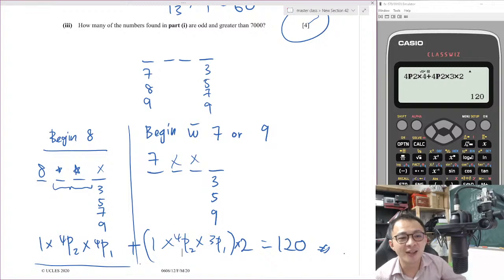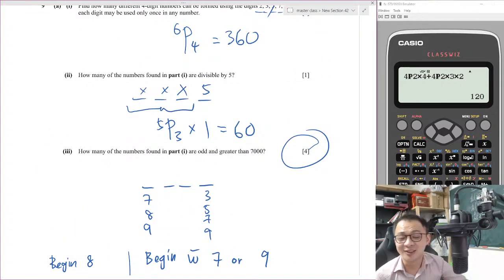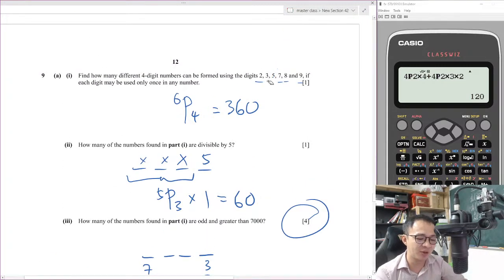If you don't understand what is happening here, maybe you can check out my permutation videos. I have a few permutation videos here. So can we use C instead of P? Nope. Because in these cases, especially when you want to arrange the numbers, you have to ask yourself, does arrangement matter or not?